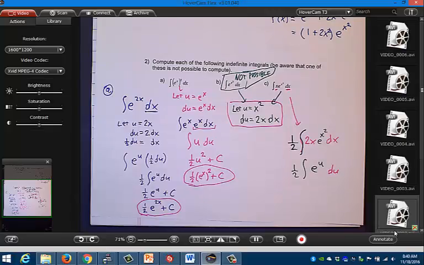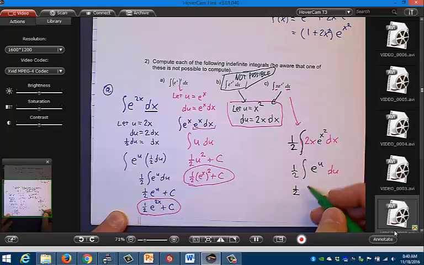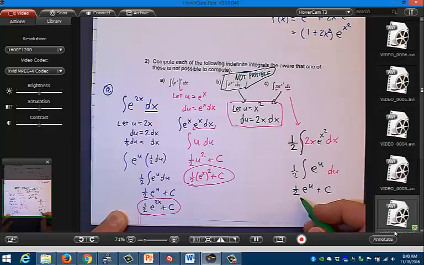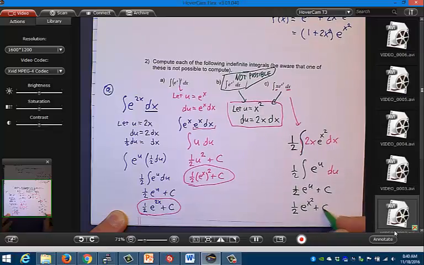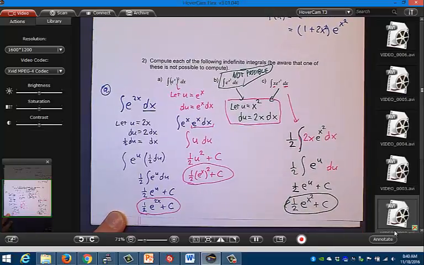So, looking at this now, I'm ready to continue. And what's the antiderivative of e to the u? e to the u plus c. So final answer would be 1/2 e to the x squared plus c. So part B is not possible, but part C is. And yeah, I think the example I gave you in class at one point was e to the negative x squared. That's the bell curve. That's not possible either.